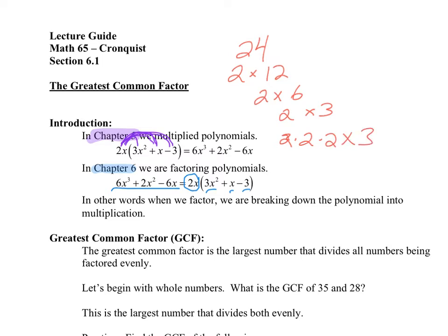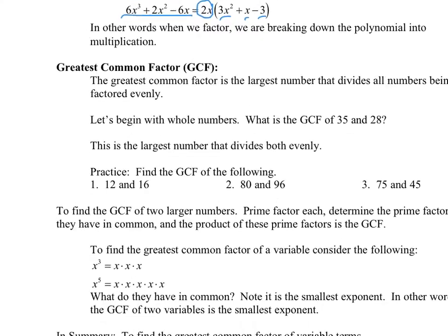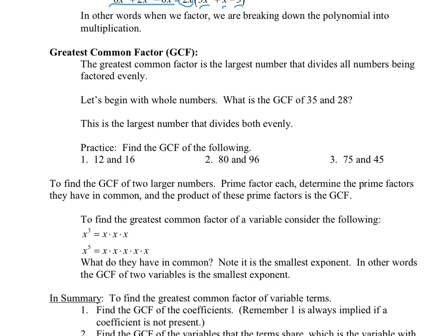All right, so this was prime factored. We factored it all the way down. And that's more or less what we're going to be working for with these expressions, these quadratics and cubics and such. We're going to be breaking them back down into their component pieces. Okay, so greatest common factor. The greatest common factor is the largest number that divides all numbers being factored evenly.